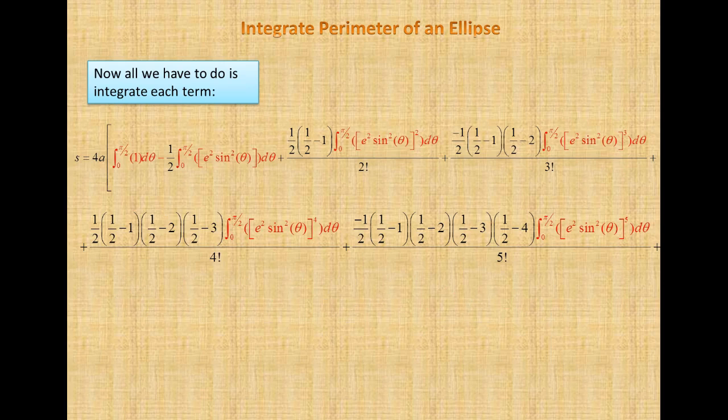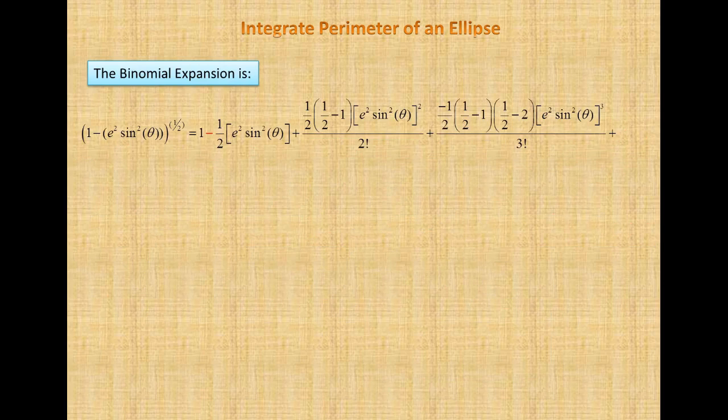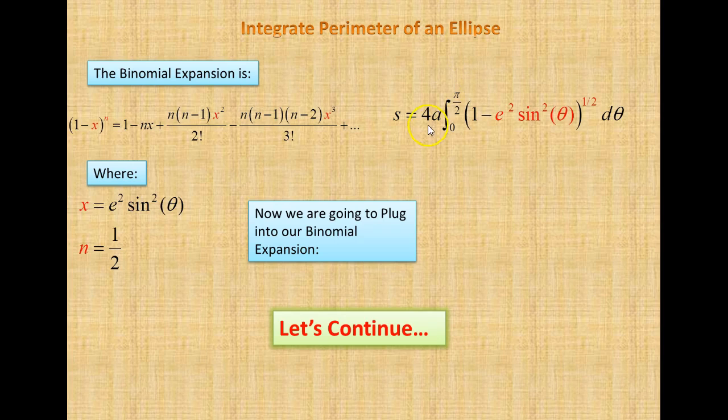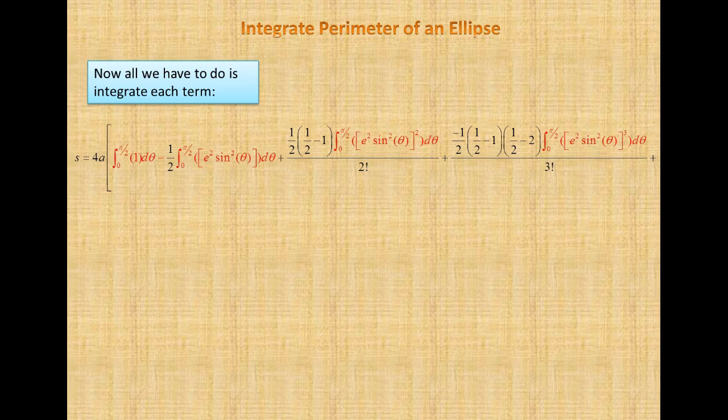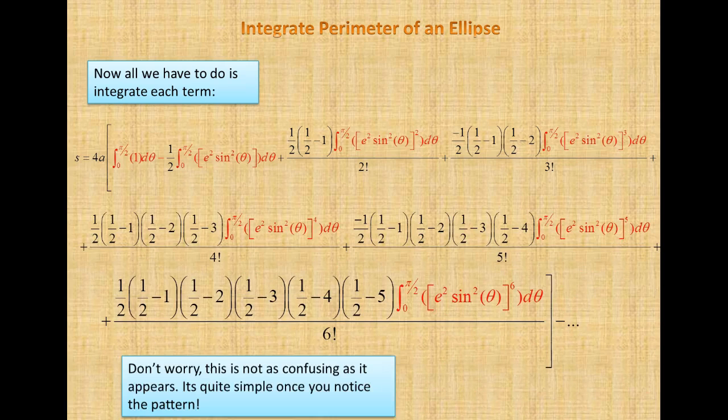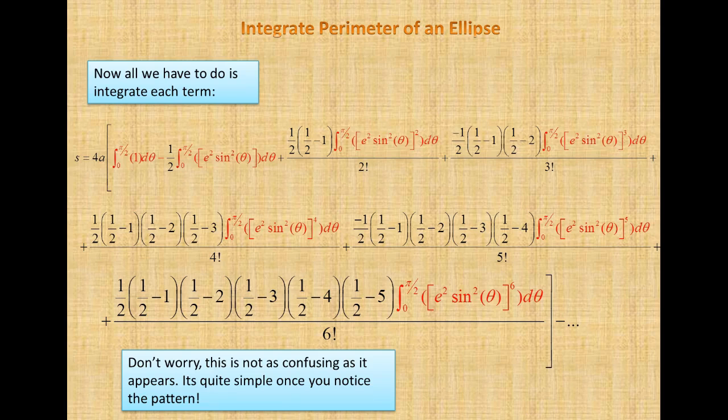Let me go back a few slides here. As you can see, the perimeter equation is equal to 4a times this integral here. And in calculus, the sum of the integrals is equal to the integral of the sum. So therefore, I'm going to multiply each one of those terms by 4a. Don't worry, this is not as confusing as it appears. It's quite simple once you notice the pattern. Let's continue.